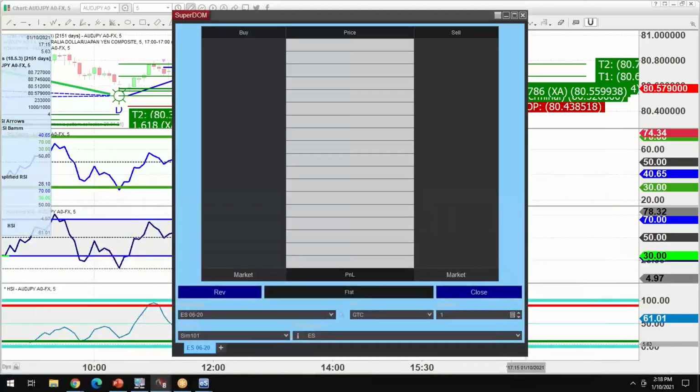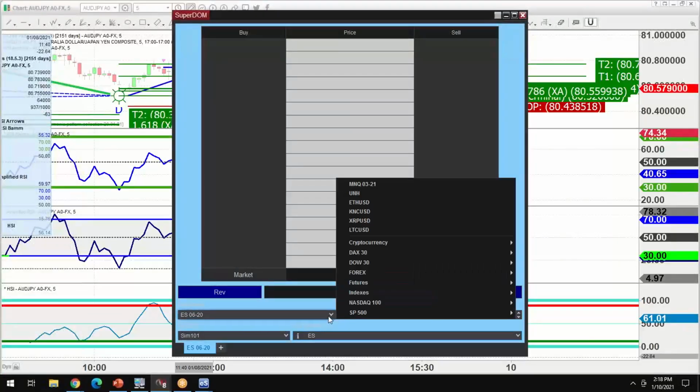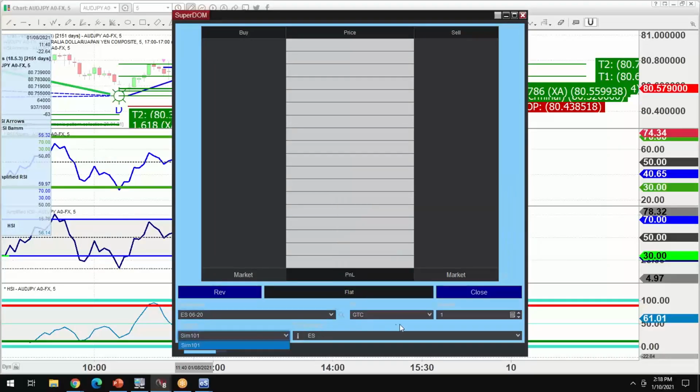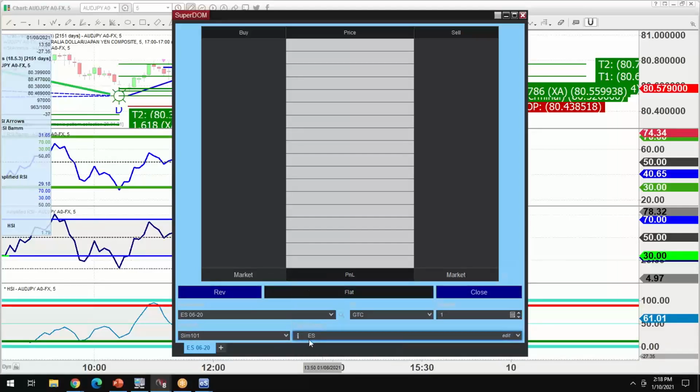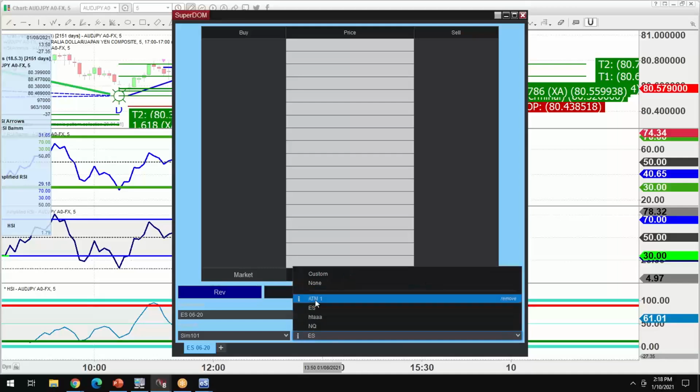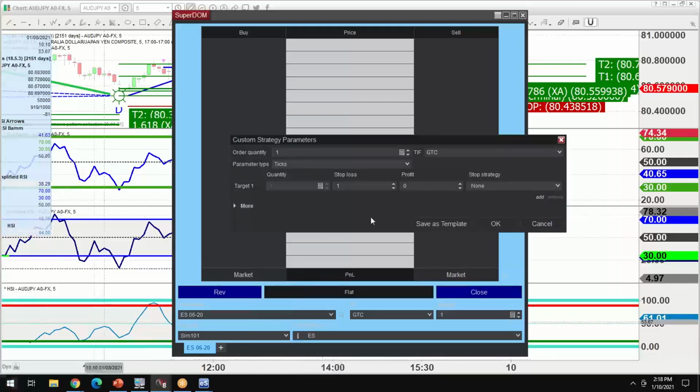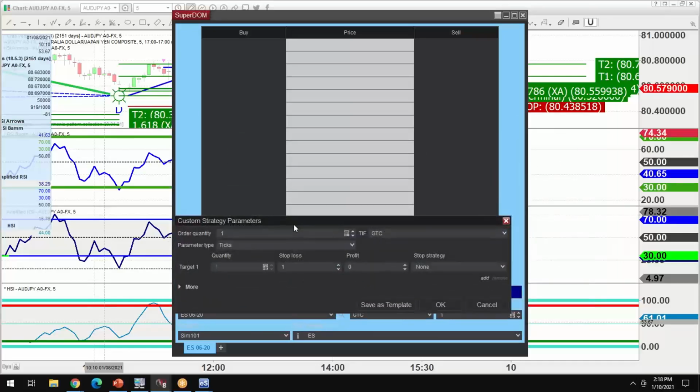Where'd that go here? Hold on a second. There it is. All right, let me bring up that information window. So here's the custom strategy management parameters.